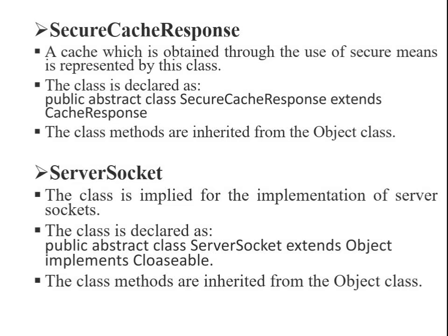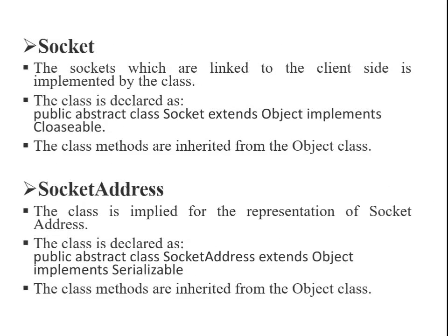Next one is ServerSocket. The class is implied for the implementation of the server socket. The class is declared for the ServerSocket as public abstract class ServerSocket extends Object implements Closeable. The class methods are inherited from the Object class. Next one is Socket. The sockets which are linked to the client side are implemented by the class. The class is declared for the Socket as public abstract class Socket extends Object implements Closeable. The class methods are inherited from the Object class.